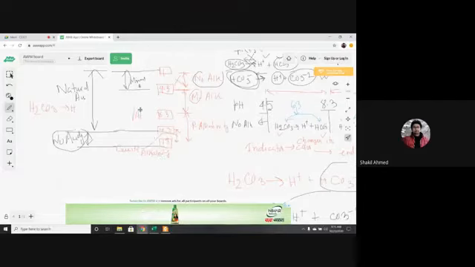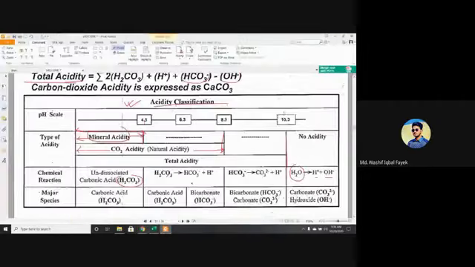Of course, because when pH is smaller, the acidity is higher. When pH is higher, acidity is smaller. When pH is smaller, alkalinity is lower, no alkalinity, right? Is it clear, guys? Yes, sir.